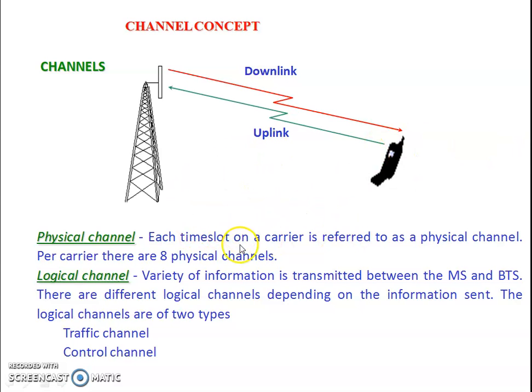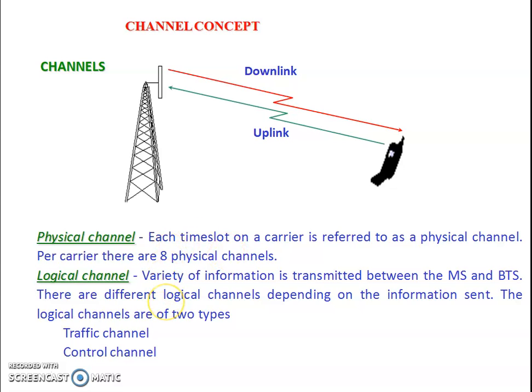Each time slot on a carrier is referred to as a physical channel. Per carrier, there are 8 physical channels. This we have seen as per the GSM standard. So the real carrier frequency, which is carrying all the 8 time slots, we call a physical channel. There are also some channels that we call logical channels. So what is the use of them? In this session we are going to discuss that.